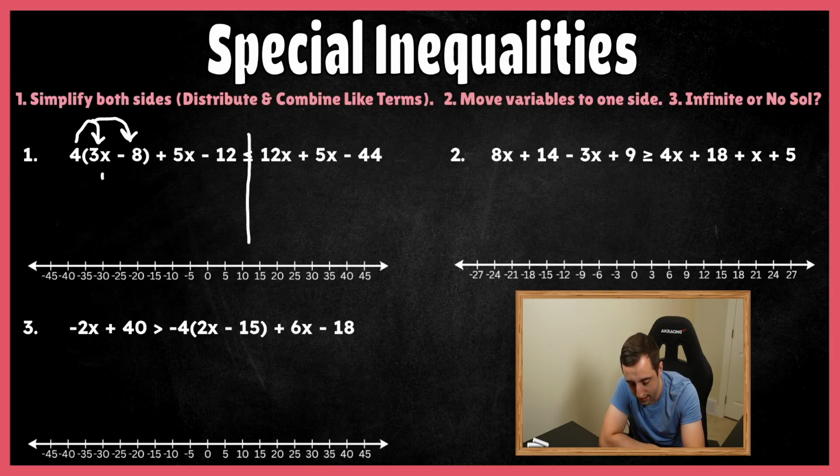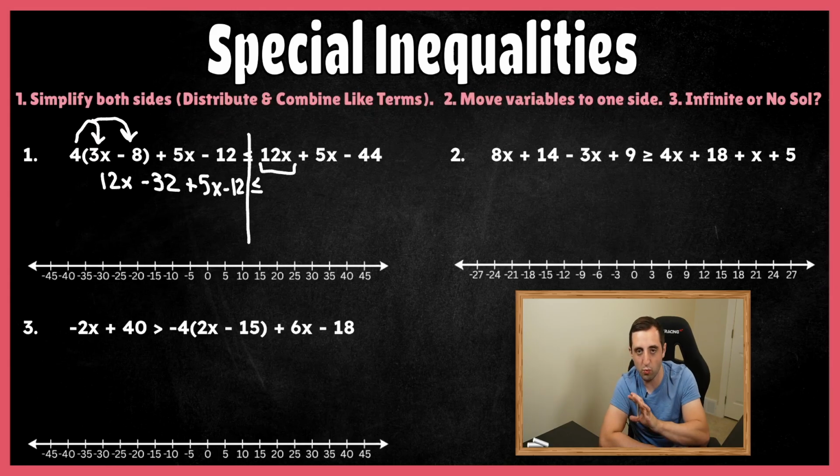4 times 3x is 12x. 4 times negative 8 is a minus 32. And then we didn't even touch this plus 5x or the minus 12. So I'm just going to bring it down. We have a less than or equal to that's going to get moved down. And then on the right side, which is totally different from what we're doing on the left, I don't want you to accidentally intermix these. We can combine like terms.